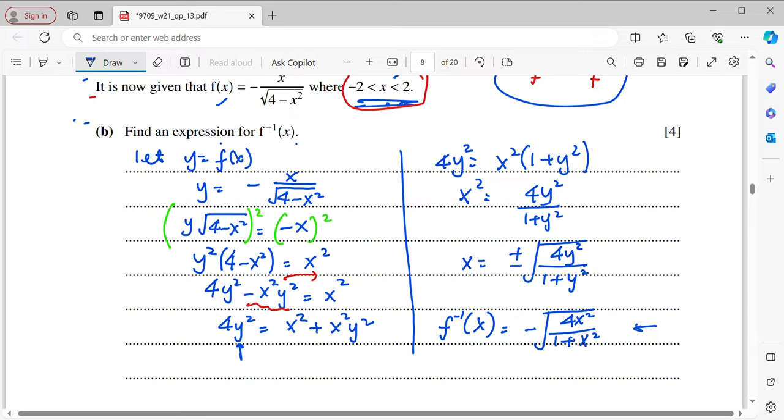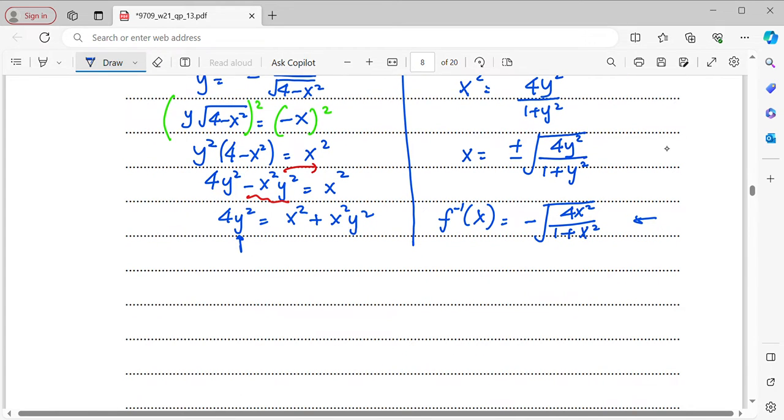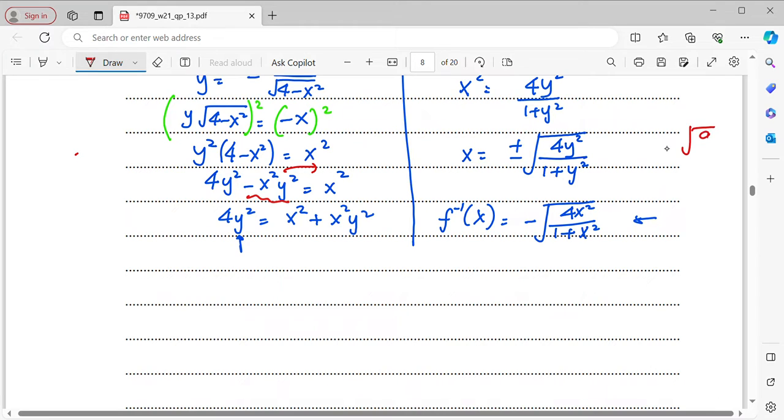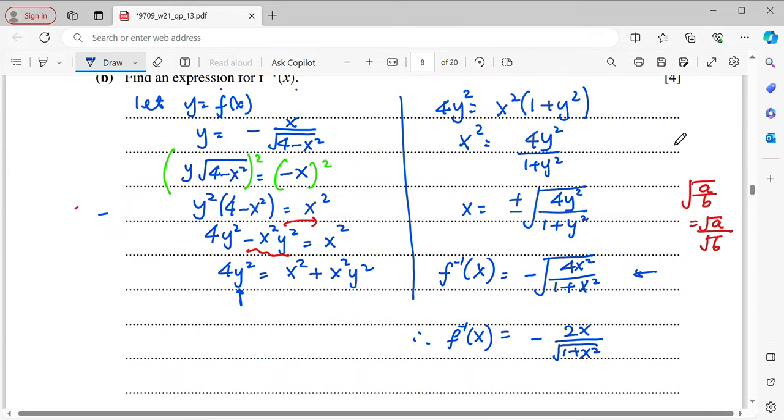Then now when I simplify, I can just apply another formula, which is square root of a over b is the same as square root a over square root b. That is going to be negative 2x over square root of 1 plus x squared. So this is my f inverse. Okay, so done for the f inverse for this question B.